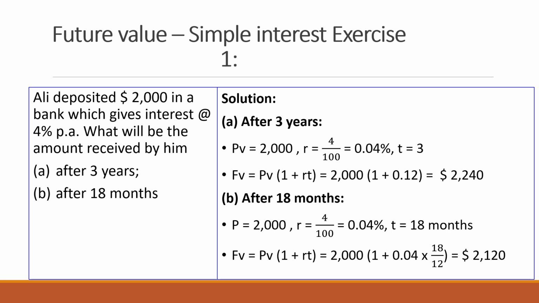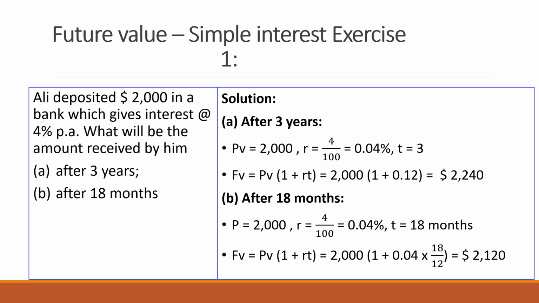Ali deposited $2,000 in a bank which gives interest at 4% per annum. What will be the amount received by him after 3 years? A. And second, after 8 months. So now we will do the solutions.